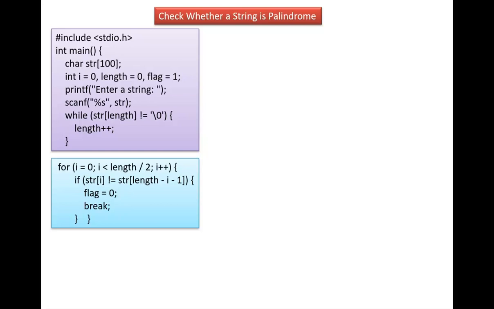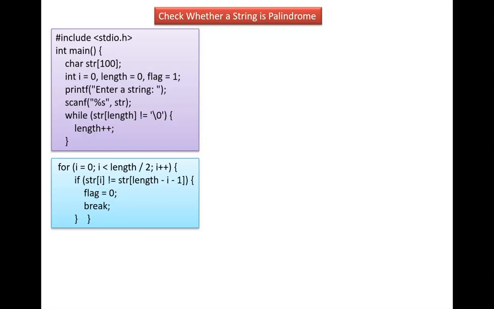So inside the for loop, what do I do? I check whether str of i is not equal to str of length minus i minus 1. That is, the first letter is checked with the last letter. So what is a palindrome? Madam is a palindrome. M-A-D-A-M. In the reverse order, it reads M-A-D-A-M. So you need to check the first and the last, the second and the last minus 1. So you keep on checking and find whether the string is palindrome or not.